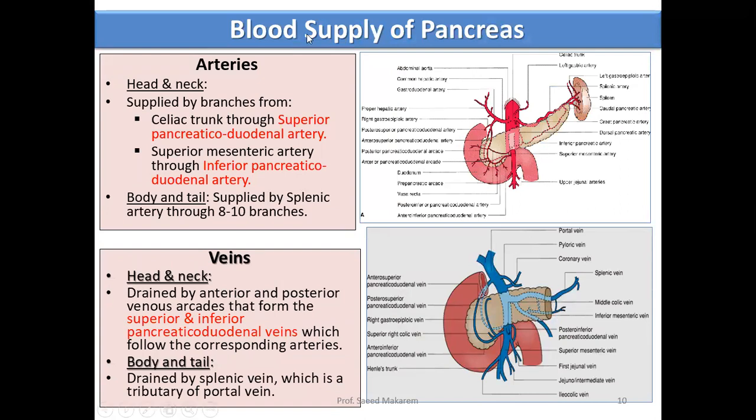Now coming to the blood supply of the pancreas, the arterial supply and the venous drainage. Coming to the head and neck, this is the head and neck. It is supplied by branches from the celiac trunk. We have already seen the celiac trunk, and any structure supplied by the celiac trunk should be from the foregut.